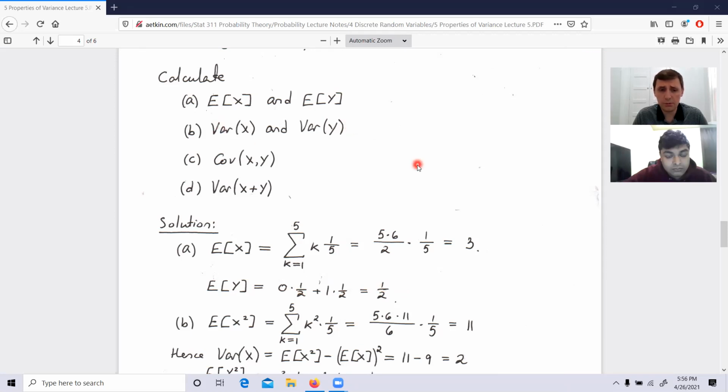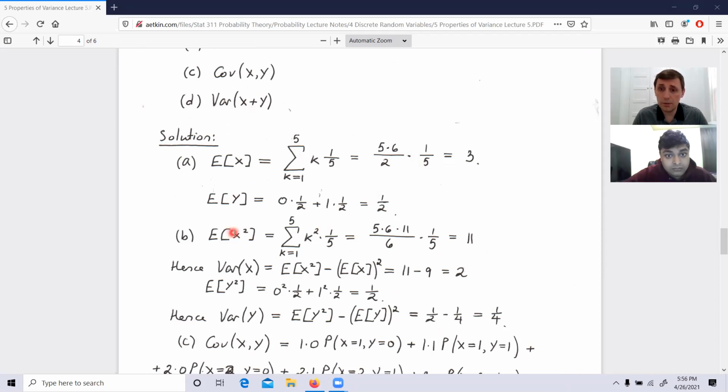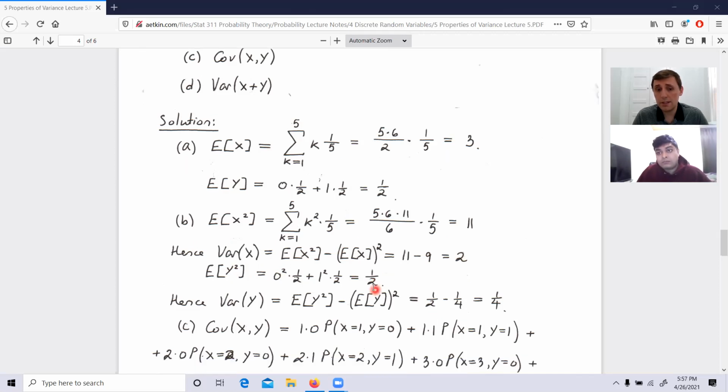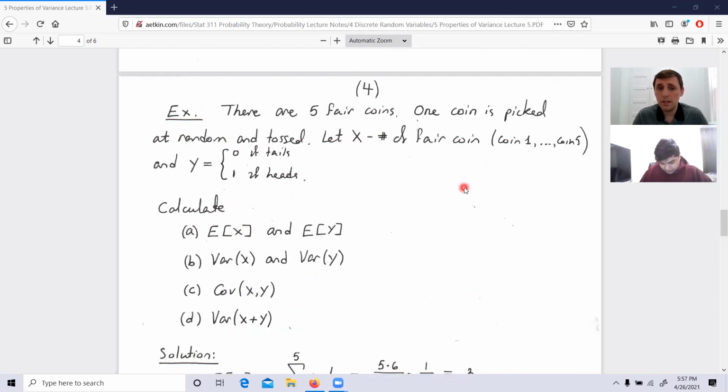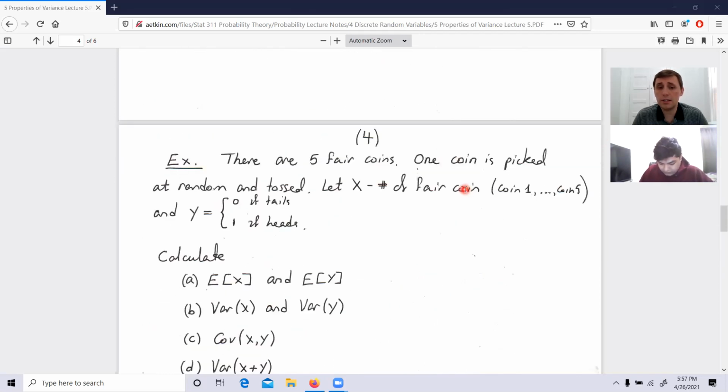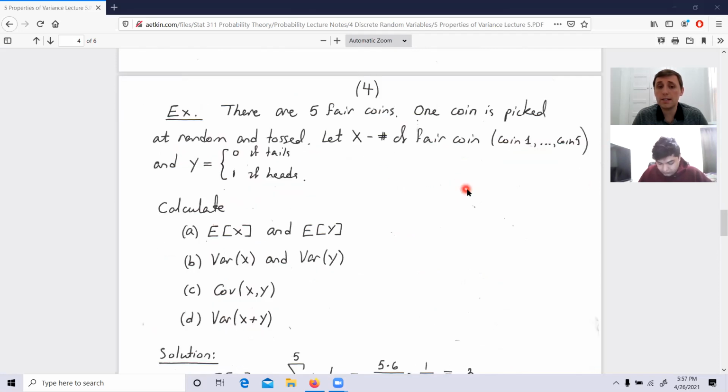Variance of x and variance of y, what are those? So the expected value of x squared is the sum of k squared times 1/5, which is 11. So variance of x is 11 minus 9, which is 2. Similarly, the expected value of y squared is 1/2 still, and so the variance of y is 1/4. Now, before I do anything else, guys, could you tell me what is the covariance of x and y?